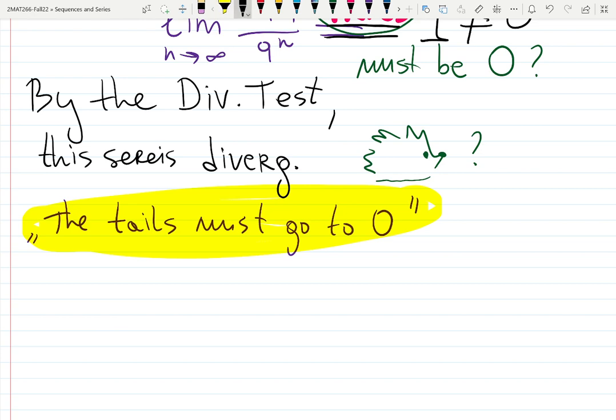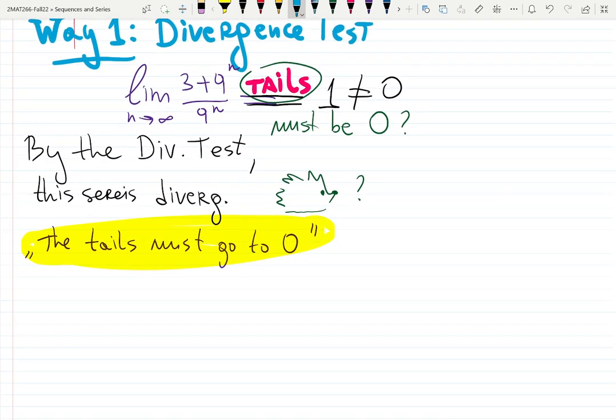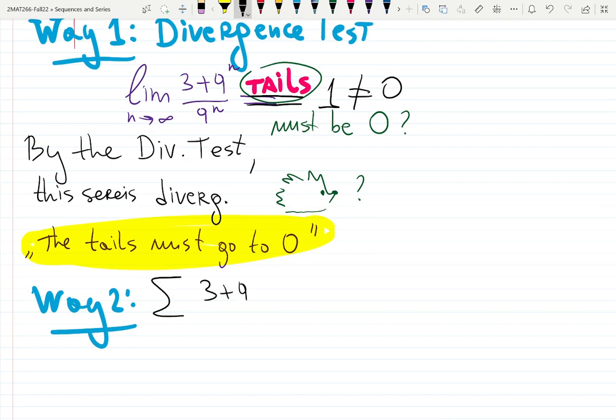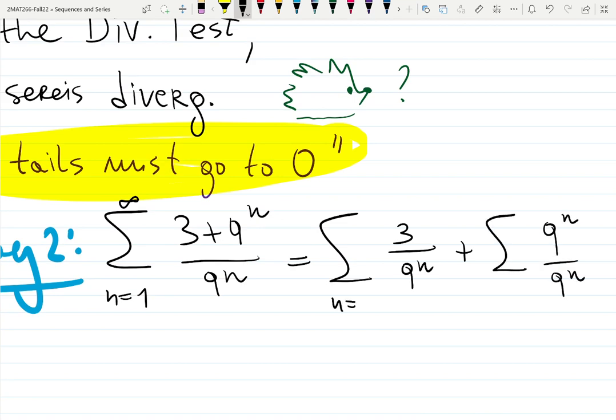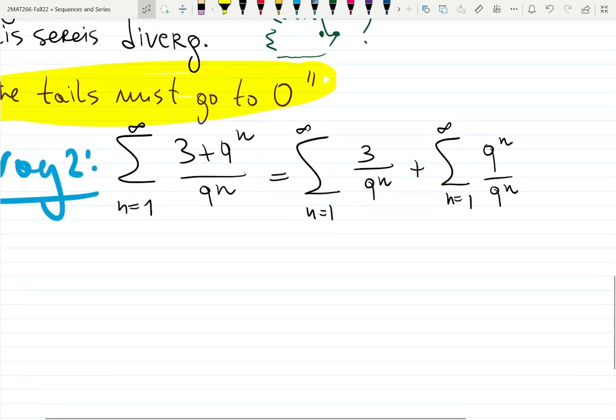Way 2. Way 2 is actually check 2 series. Way 2 is to see that we're working with 2 series, 3 plus 9 to the n over 9 to the n, n is from 1 to infinity, are actually 2 series. 3 over 9 to the n and 9 to the n over 9 to the n. Before we checked limits, now we're checking both series, what's happening here. The first series is actually convergent. It's a geometric series. So we have 2 series here.